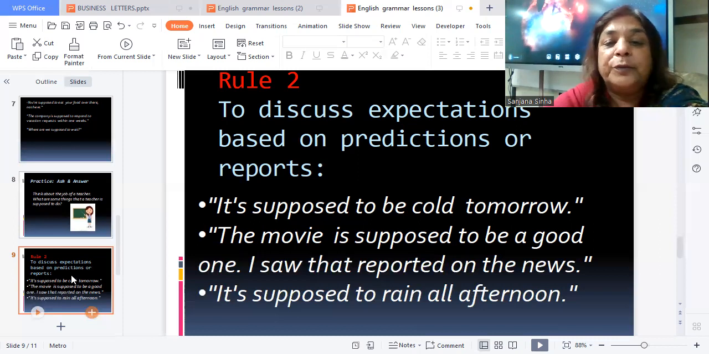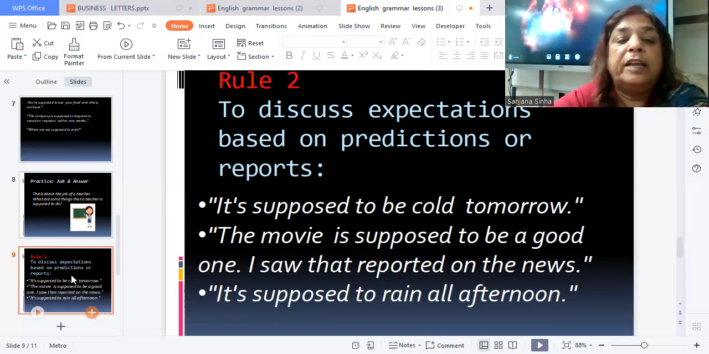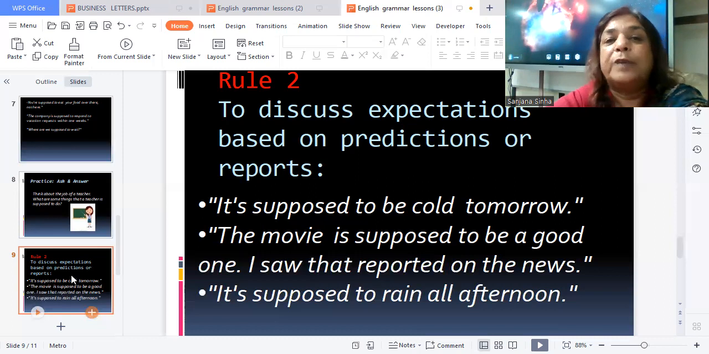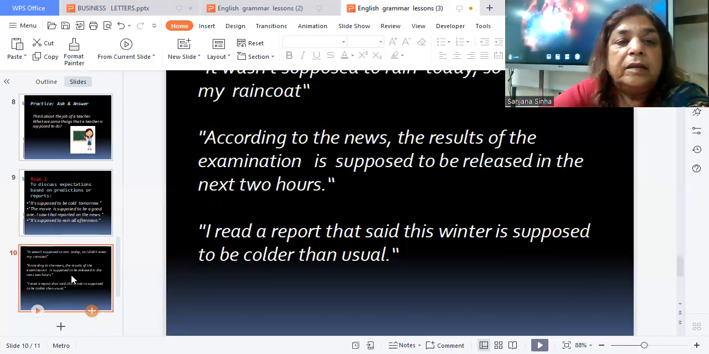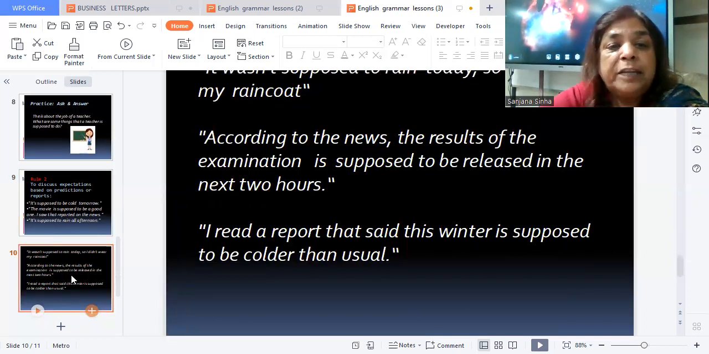I saw that report on the news. So it is supposed to rain all afternoon. It means it is going to rain all afternoon. So when you're going outdoors, do not forget to carry your raincoat or your umbrella, because it's supposed to rain all afternoon. According to the news, the results of the examination are supposed to be released in the next 2 hours.